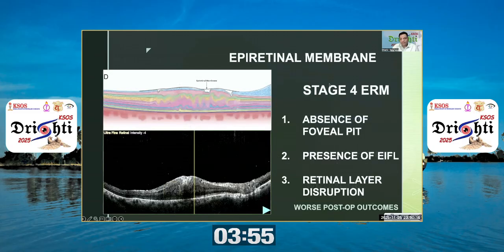And next, finally, we have this stage 4 epiretinal membrane. Here there is absence of foveal pit. There is presence of the ectopic inner foveal layer. And you can see there is a drill-like picture. There is disruption of these inner layers, which you can see here on this OCT. And usually, even after you do the surgeries, some of them don't have good post-operative visual outcomes.